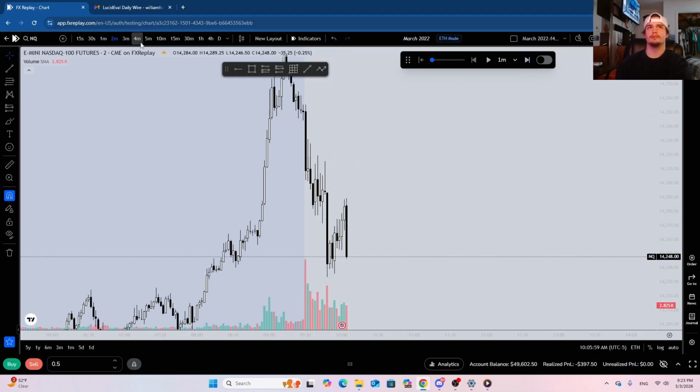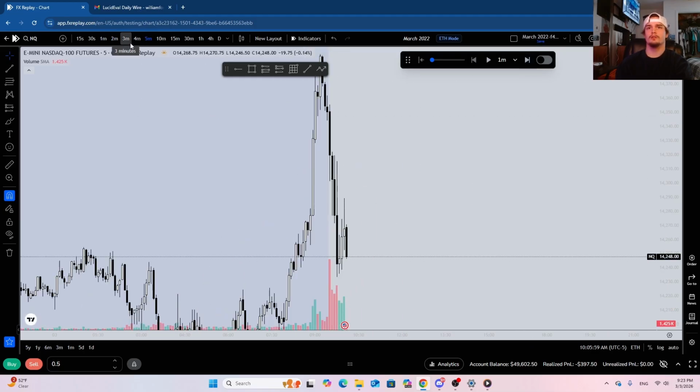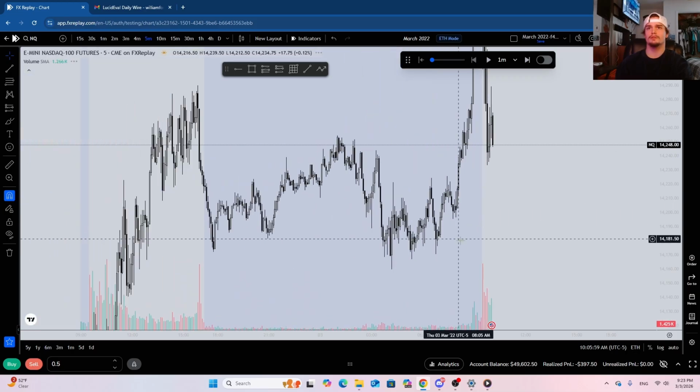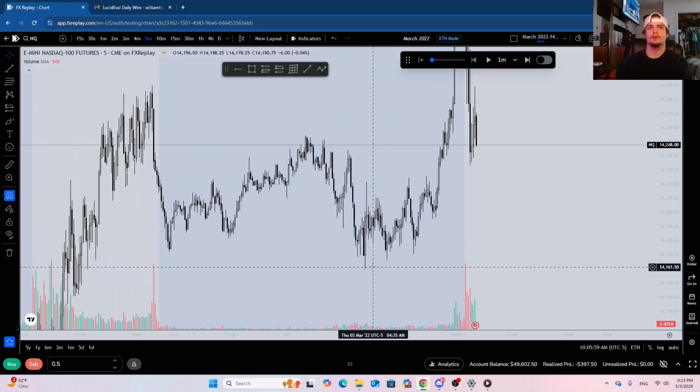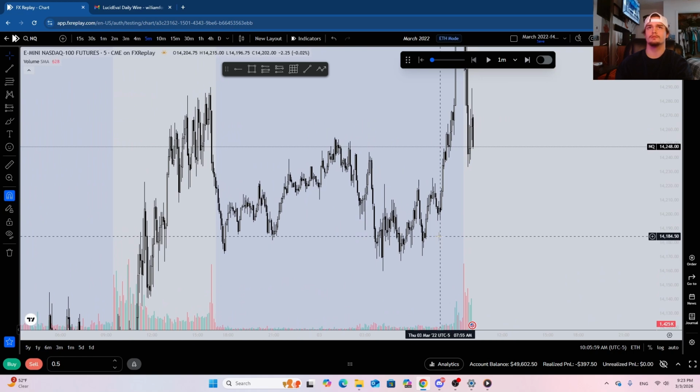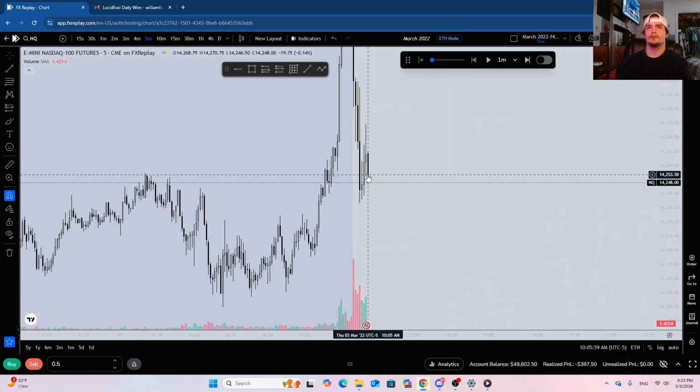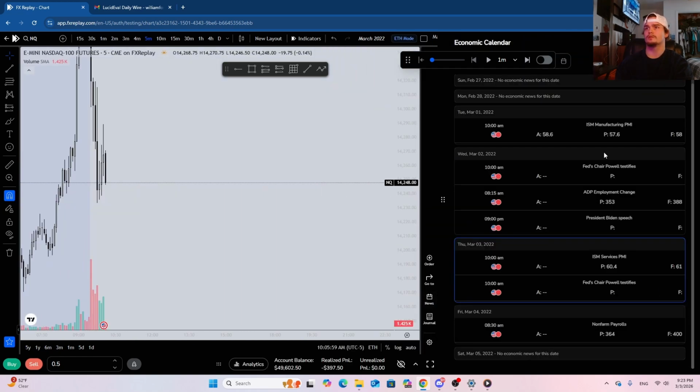All right, so we get a nice displacement there. Rejecting hard out of this 5 minute. So I think this would be a good target, to target these session lows right here. These are London lows. What time is the Powell speaking as well? He's already speaking at the moment, so should be a lot of volume entering the market here.